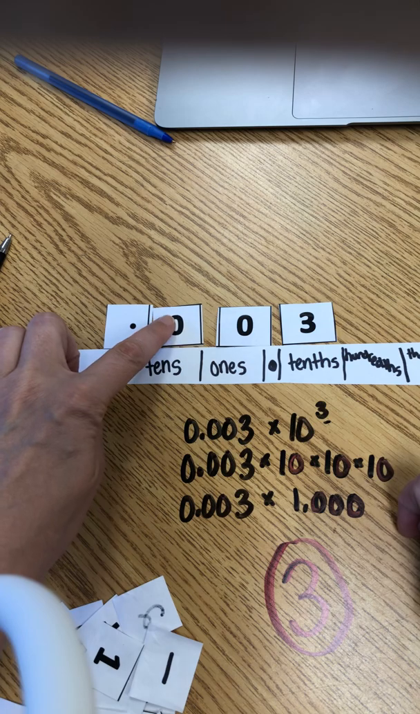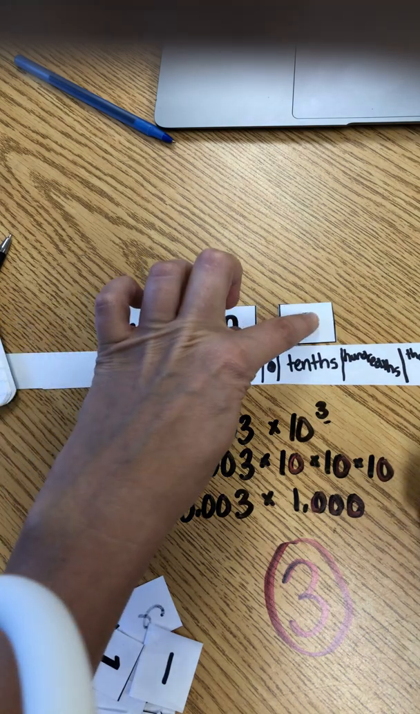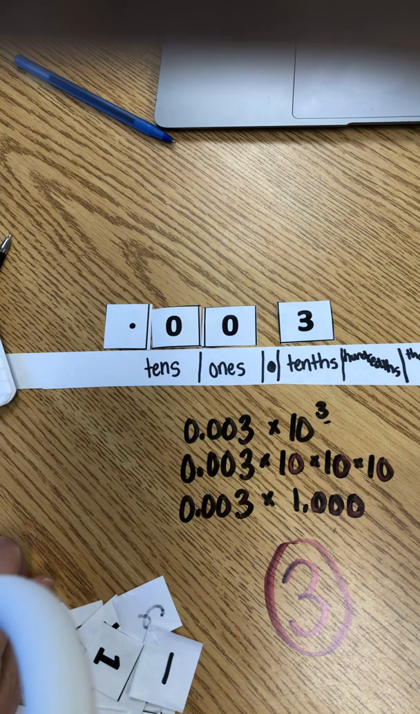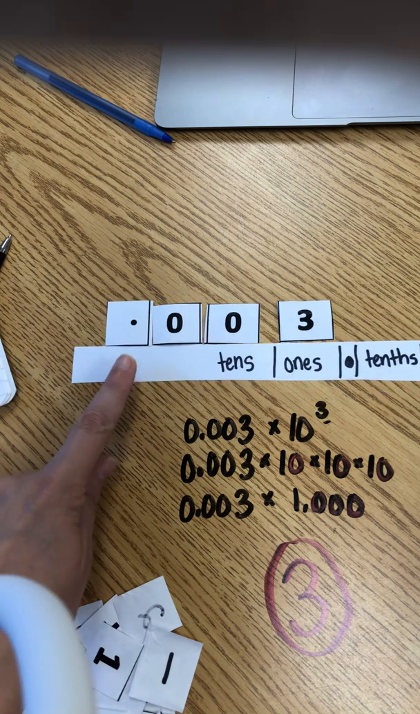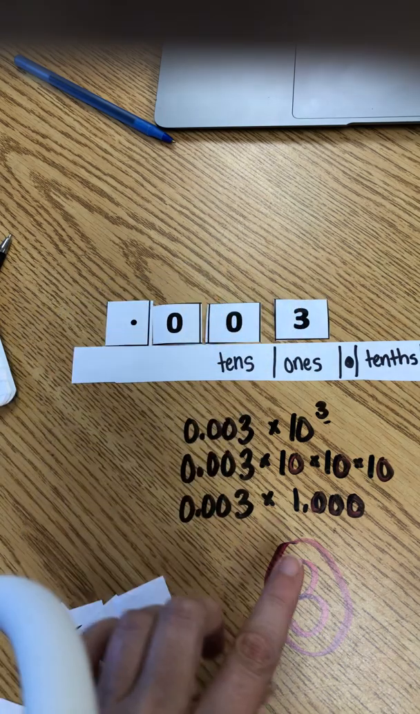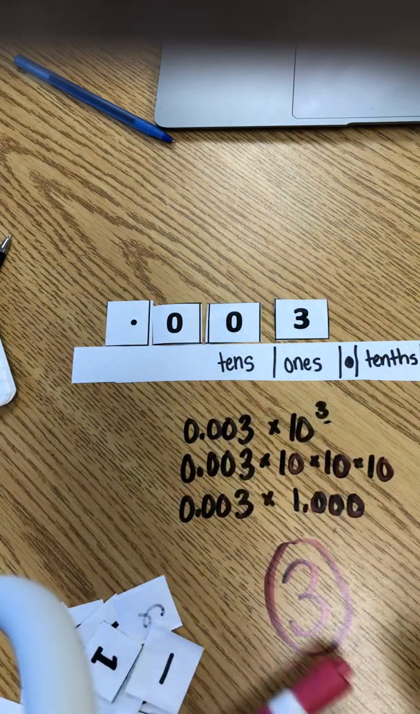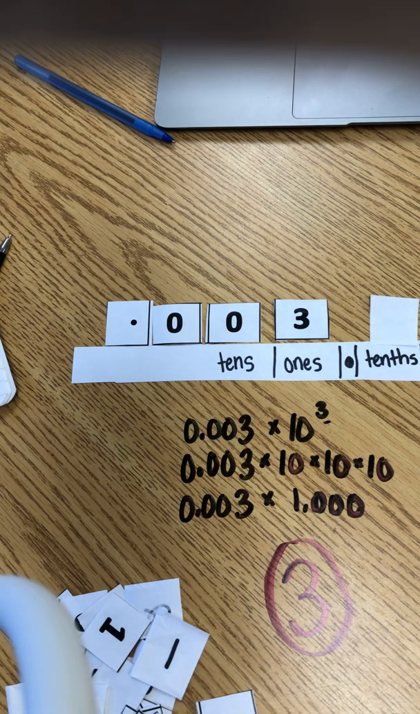So now my 0 is in the tens place, 0 is in the ones place, 3 is in the tenths place, and then I'm going to multiply it by one last 10, so I'm going to move my flag over one more spot. Now my 0 is in the tens place, 3 is in the ones place, and I have nothing in my tenths place. So I could put another 0 over on the other side of that as a placeholder.